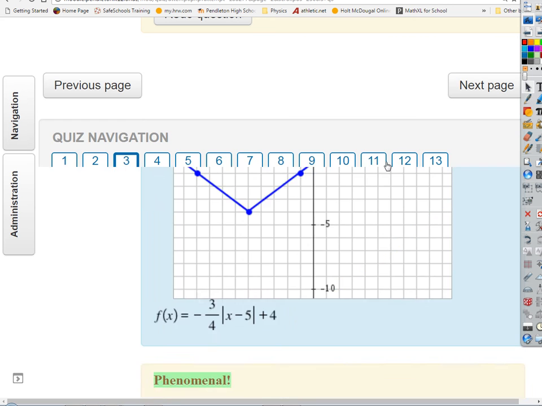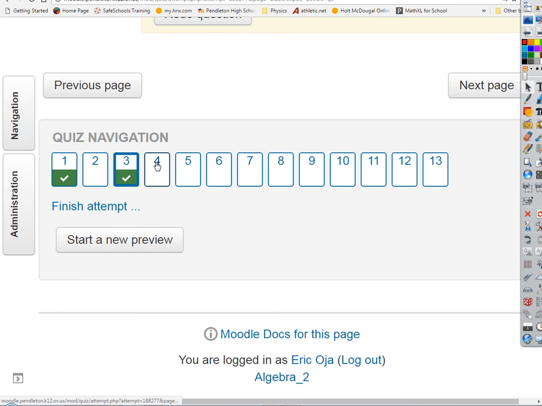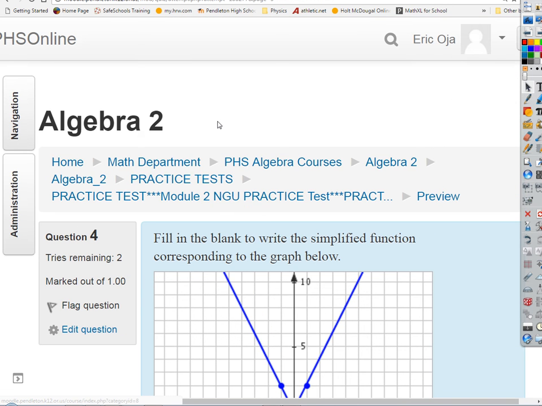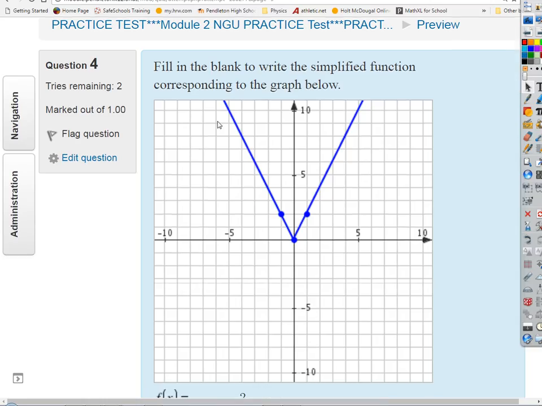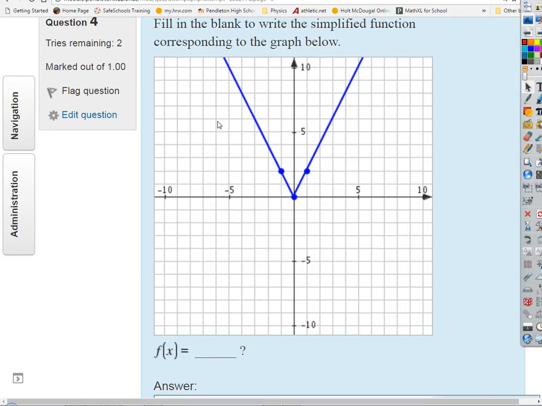Okay. Now the next one. The next few problems on the test are a little different. This time you're working backwards. This time you're being given the graph and you have to write the function. So it's the same thing though, isn't it?